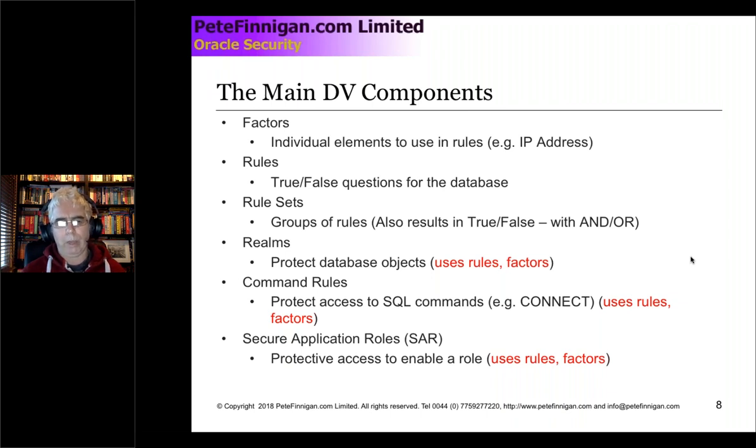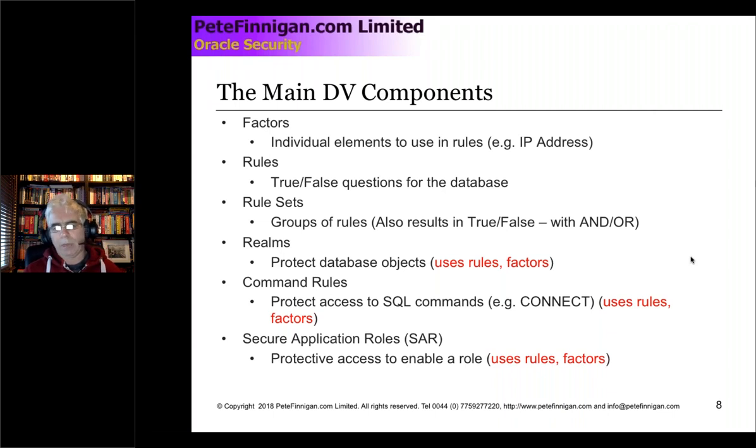The main things that you do with it are the realms, the command rules, and the secure application rules. A realm is basically like putting a wall around something. So a wall around tables or procedures, any object within the database, essentially, and you use the rules, the rule sets, and the factors to define the rules of the realm. So deciding how somebody can access a particular table or a procedure. You design it and you say the realm is on this procedure, the realm is on this table, and you decide the rule sets and the factors that are enabled with this.